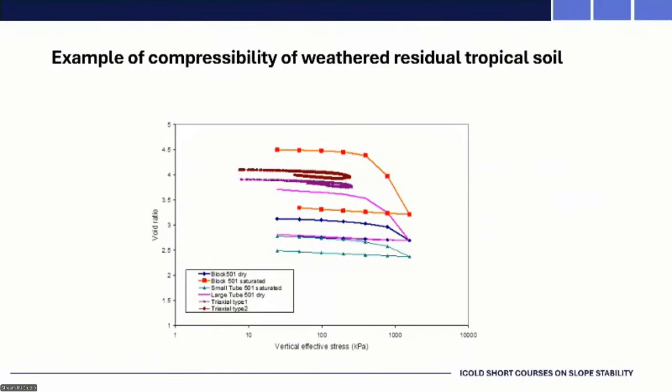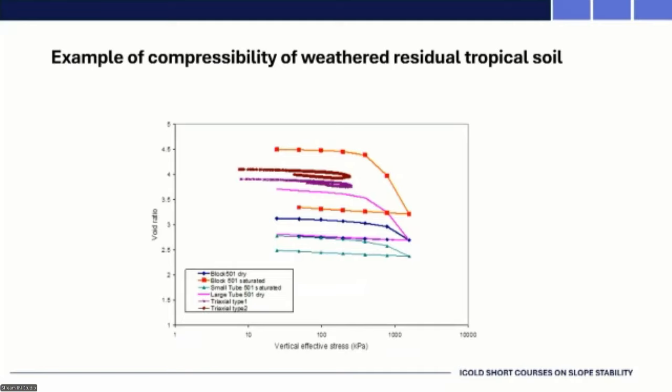4.5 void ratio is kind of inconceivable. We got them to do it again and again because I didn't believe it. But you had this inherent structure which was remnant from the weathered bedrock, and under initial loading, it was extremely stiff. But once you exceeded that yield stress, you can see that top curve, huge void ratio change. More than 1.2 void ratio change due to that yield stress being exceeded.